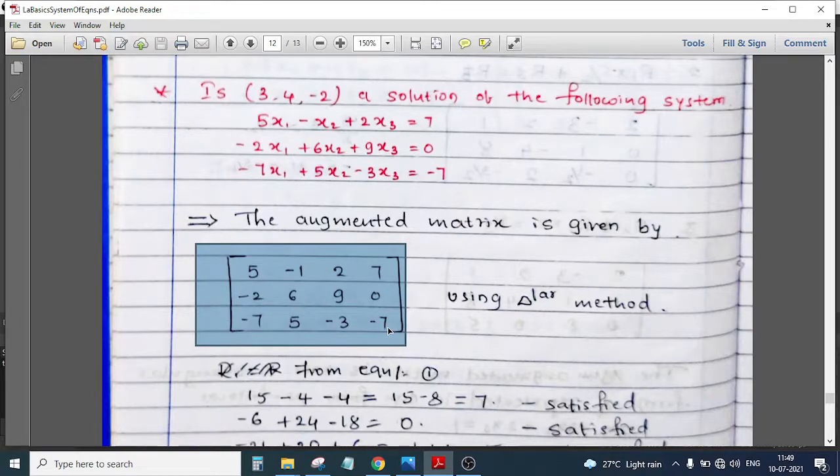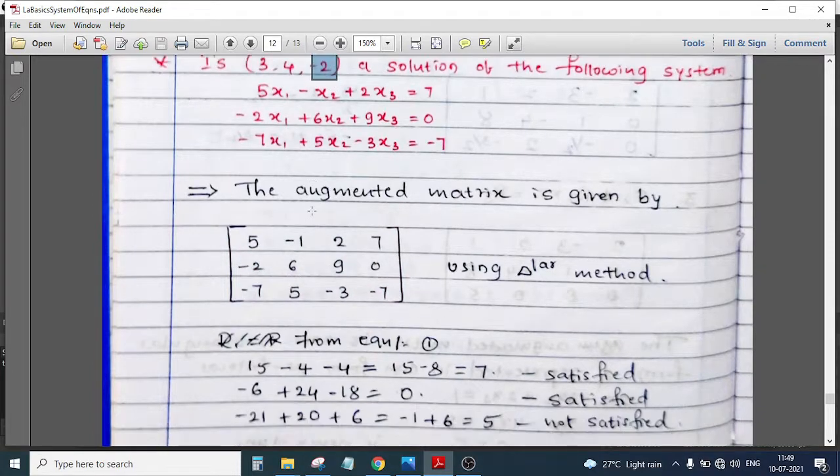Now again, we will be using our triangular method. We will just substitute the values which they have given us. Very simple. What are the values we have been given? x1 is equal to 3, x2 is equal to 4 and x3 is equal to minus 2. Just substitute those values. So here we have 5 into 3, which is 15, right?